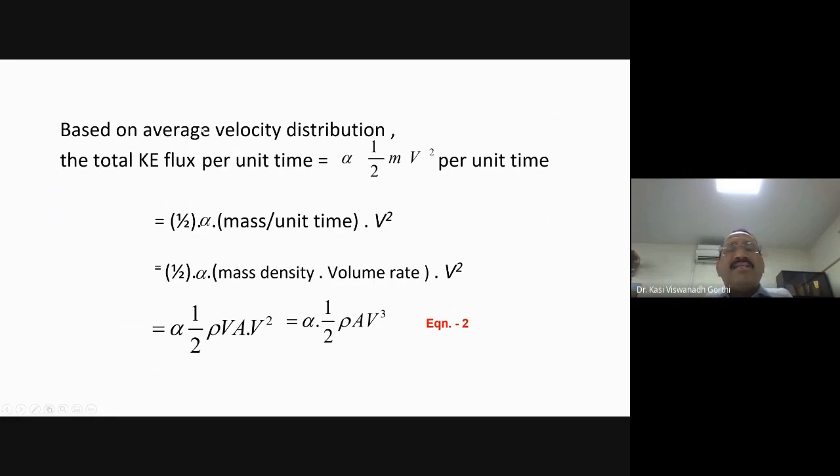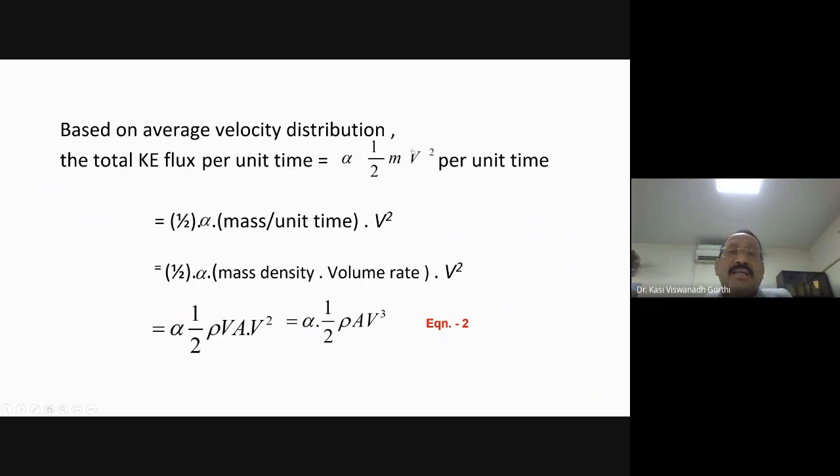So based on the average or the mean velocity distribution, how do you compute this kinetic energy flux? The total kinetic energy flux per unit time would be equal to half m v square per unit time. Half of m is mass, and since you are taking the average velocity, this becomes capital V. And what is mass per unit time? Mass per unit time is mass rate, so mass density into volume rate. Volume rate is discharge, area into velocity. For mean velocity capital V, it becomes A into V. So rho into A into V, the mass rate of flow.